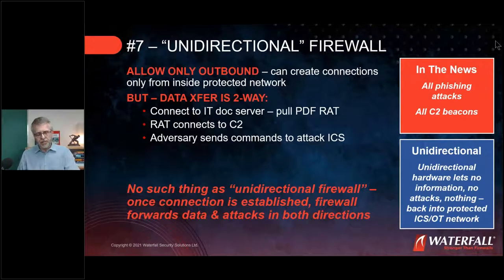The remote access Trojan beacons out to the C2. The firewall allows the connection. And once that connection is done, it's a TCP connection, and the C2 sends commands back into the RAT saying, figure out who else is on the network, steal some passwords, steal some Active Directory hashes. The commands are coming back on that connection that was opened from the inside out. So that's the example in the wild. All C2 beacons breach allegedly unidirectional firewalls. There is no such thing as a unidirectional firewall.